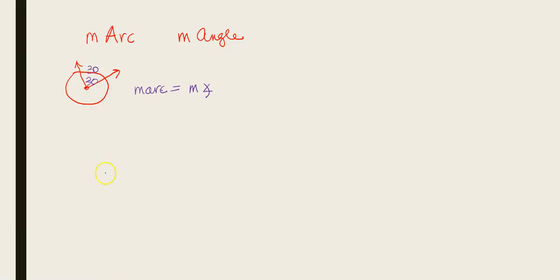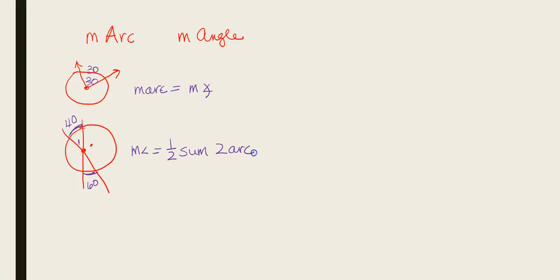If you have a situation where the angle is in the interior of the circle, but it's not on the center, this is called an interior angle. The relationship here is you actually have two arcs that go with the corresponding angle. So let's just say this arc is 40, this arc is 60. The measure of the angle is equal to half the sum of the two arcs. So in this case, this would be a 50-degree angle because it's half of 40 plus 60.